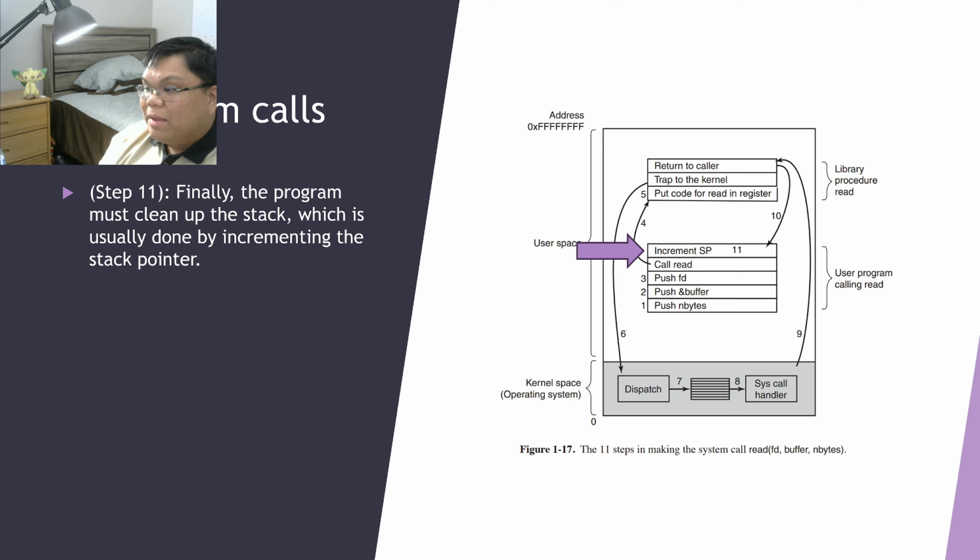So, okay, that's an 11-step process. We push our 3 parameters onto the stack, we call read, we put that read code into the register, and then we trap into the kernel. The dispatcher looks for the appropriate system call handler, and that system call handler runs. When we're done, we return here, and then we return to the caller, and then we increment SP. That's our stack pointer, by the way. So that's an 11-step process of how read works in a POSIX system.